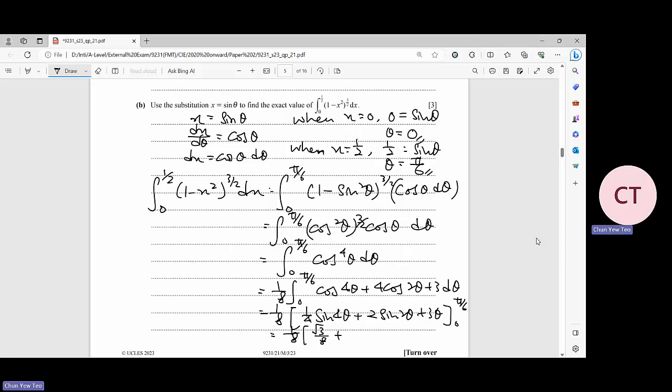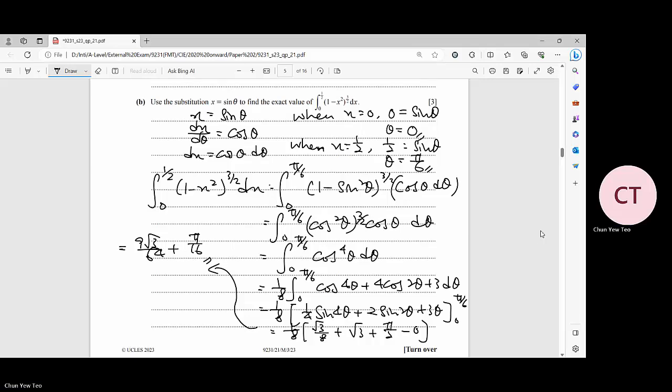This one is root 3 over 3, plus pi over 6 times 3, which is pi over 2, minus 0. So I continue my answer here. So at the end, you will get this as 9 root 3 over 64 plus pi over 16. That will be your answer. Okay.